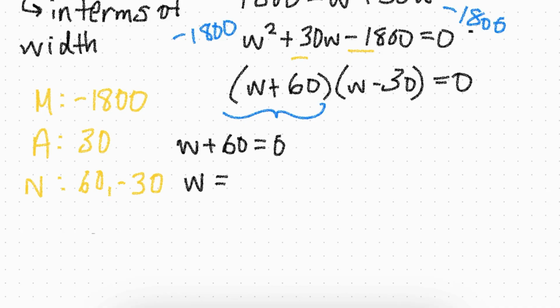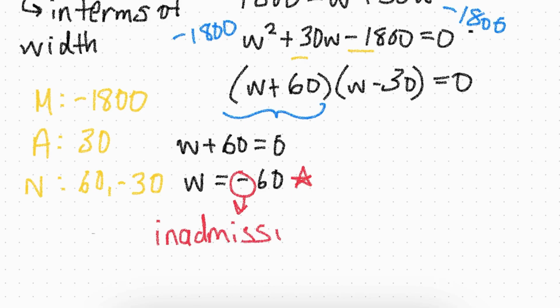So for the first factor there, we get W plus 60 equals 0. We get W equals negative 60. Now in this case here, just wanted to highlight something. We did get a negative solution. So this solution does not make sense for the problem. We cannot use it because we can't have negative measurements. Therefore, it's inadmissible. So we're not going to use that solution.